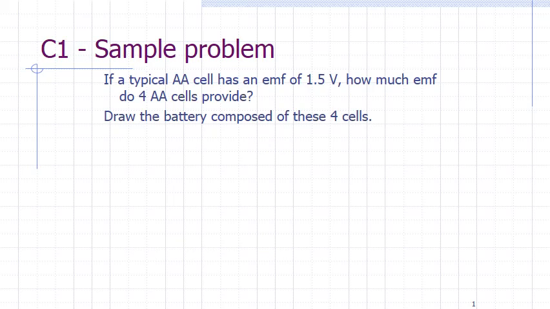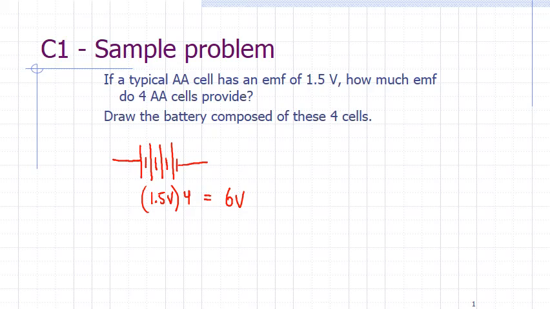If a typical AA cell has an EMF of 1.5 volts, how much EMF do four AA cells provide? Go ahead and draw the cells in the electrical diagram, and also calculate how much voltage that would be. So go ahead and pause the clip and do that, and when you're ready to check, you can hit play to continue.